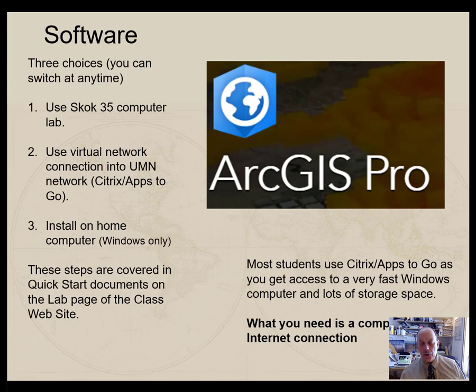And the third approach is to actually install the software directly on your computer and really work independently of any connection. That really requires a Windows computer only, so you want to have a fairly modern, new Windows computer to do that. But most students really do the Citrix Apps to Go. That seems to be the best, most convenient for most students. But the important thing is ArcGIS Pro.